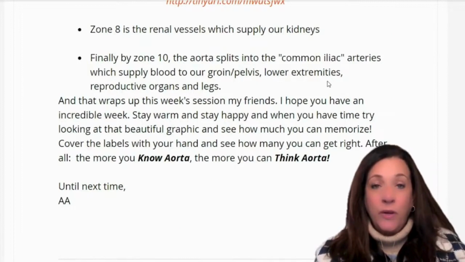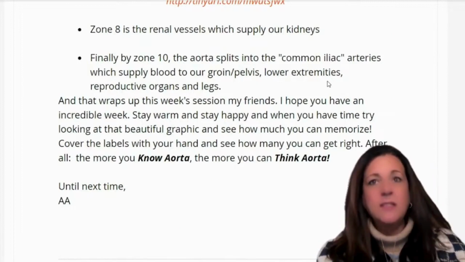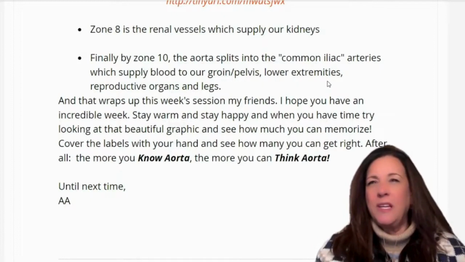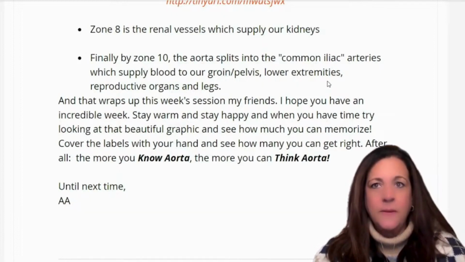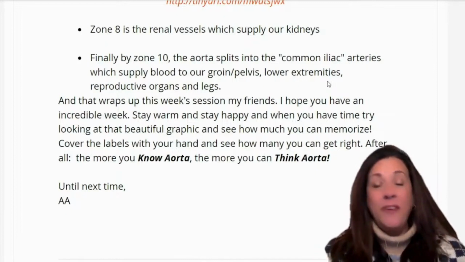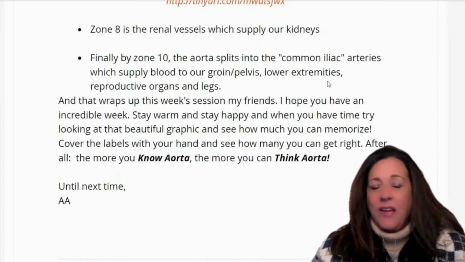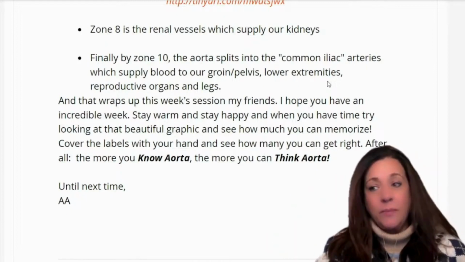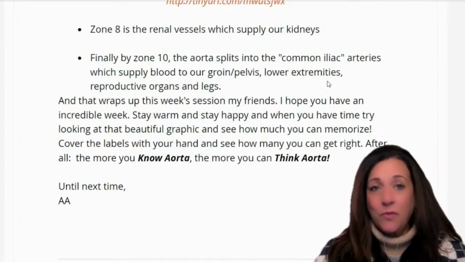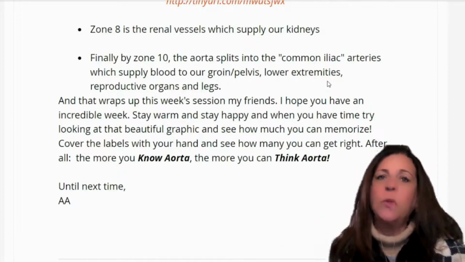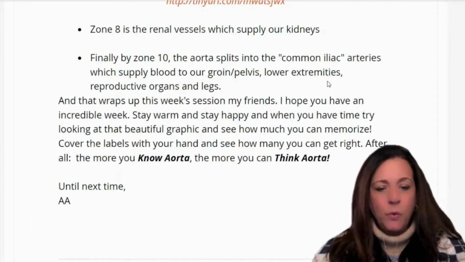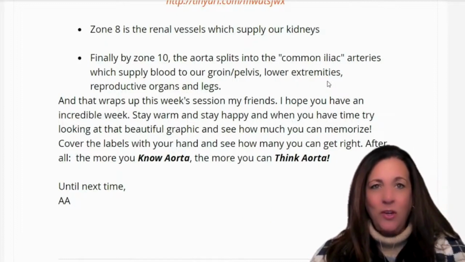Okay, zone 8 is those renal vessels. They supply blood to your kidneys. And zone 10, the aorta splits into the common iliac arteries, which supply blood to your groin, your pelvis, your lower extremities, your reproductive organs, and your legs. And that's a lot, but very interesting because we just kind of talk every day about the aorta just being this big, massive vessel. But it is important to a lot of people to know details. It's definitely important to your physicians to understand the zones and where you've had issues. So if you get back a CT or an MRI, or even an echo that goes through zones, now you know what the zones are and you know what the zones mean.